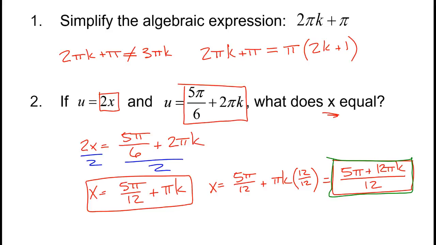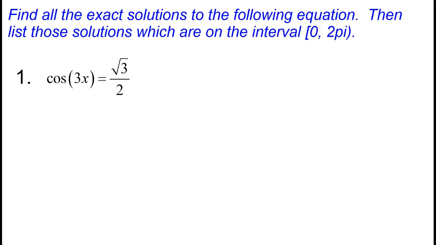Okay, folks, so let's get into it. As I mentioned, I have 12 example equations we're going to solve here, and every single one of these has the same set of instructions. Find all the exact solutions to the following equation. That's step 1. Then list the solutions that are on the interval from 0 to 2 pi. So we're going to go ahead and get started right away.